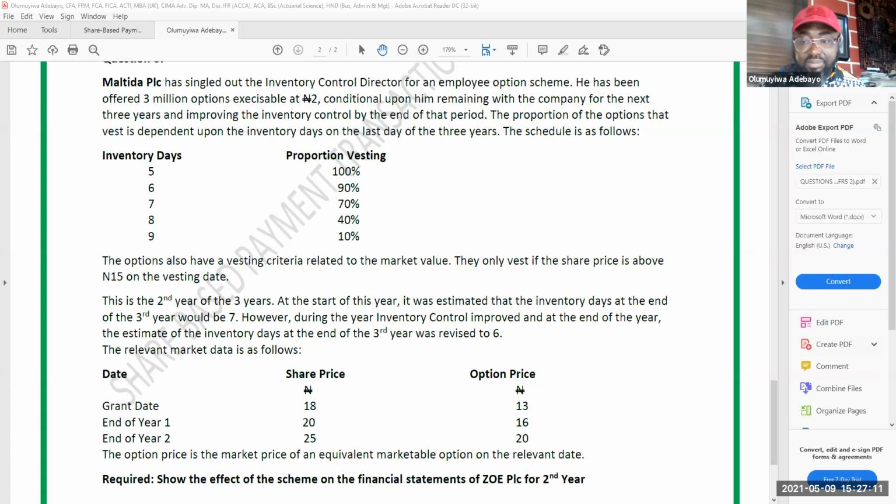Now last time, attempt solving it together. Okay, the first thing we need to ask ourselves is, what type of share-based payment transaction is this? Is it an equity settled share-based payment transaction? Okay. Equity settled. Yes. The next question is, when is the grant date? The grant date is the beginning of year one.